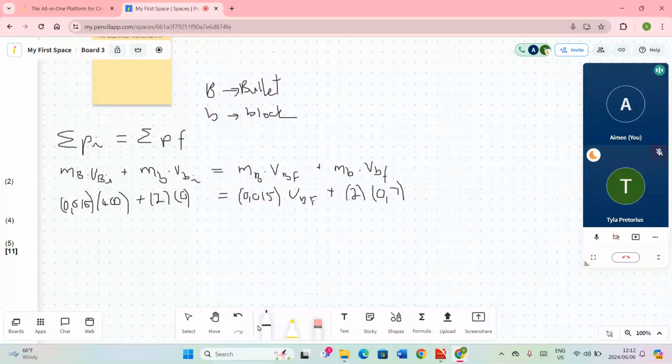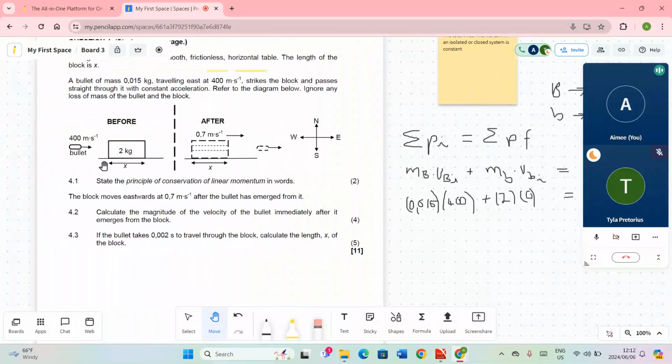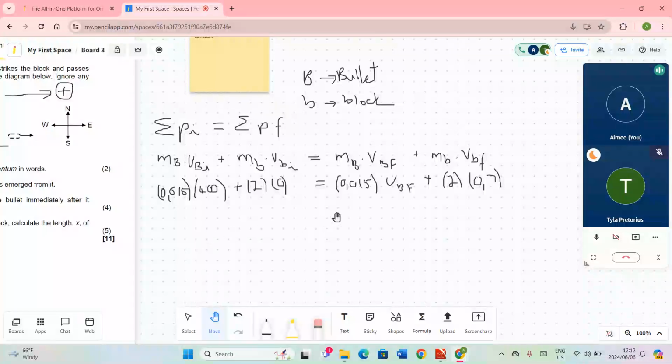Now, everything has been substituted in as positive in this scenario, because for the whole scenario everything is just moving to the right, and so we've taken to the right as positive. However, if you get a question that requires a change in direction, please be careful. Choose a direction as positive, and if the velocity is now moving in the opposite direction, you need to substitute it in as negative. There could be a more complicated question, but for now everything's moving in the same direction, so we can substitute everything in as positive.